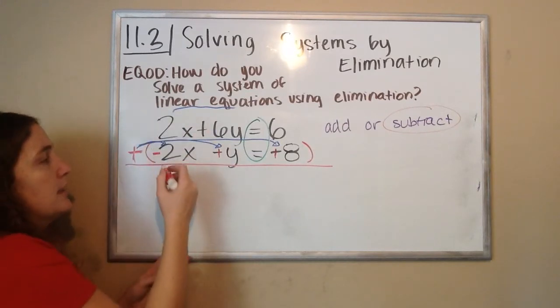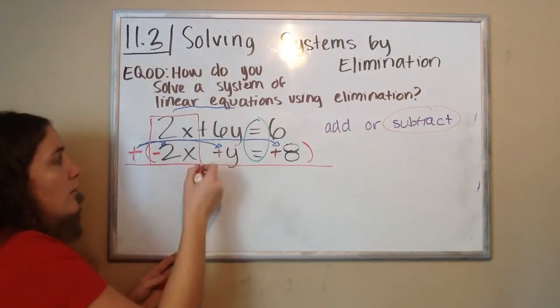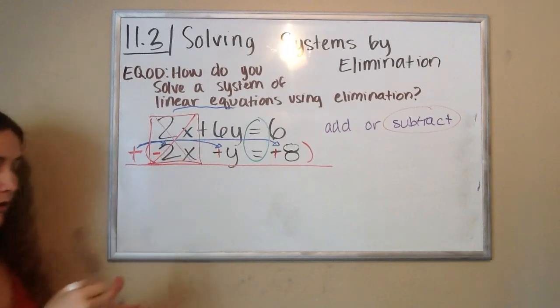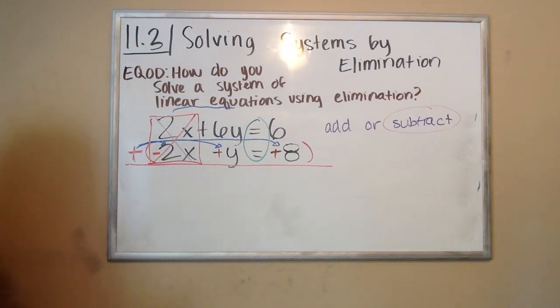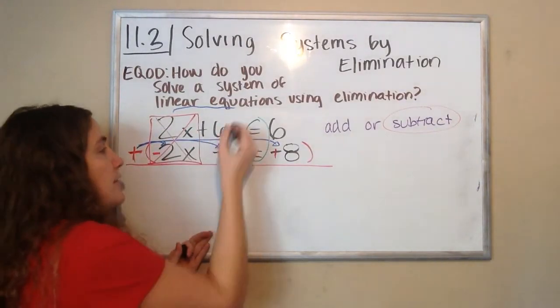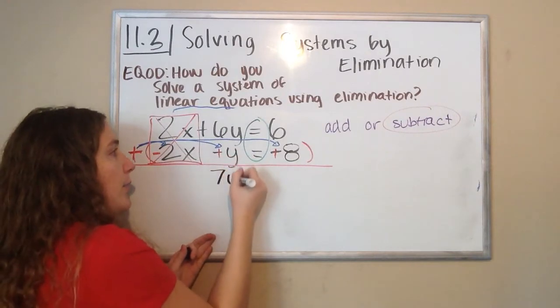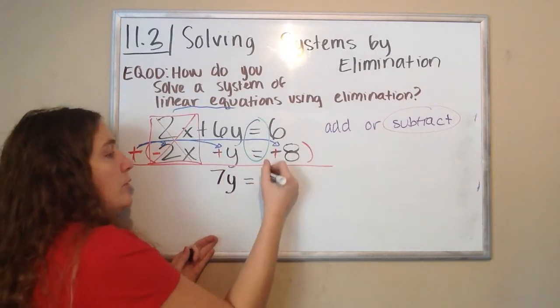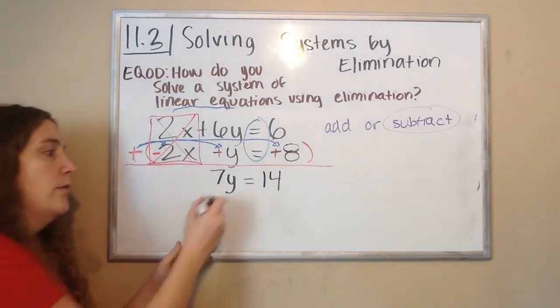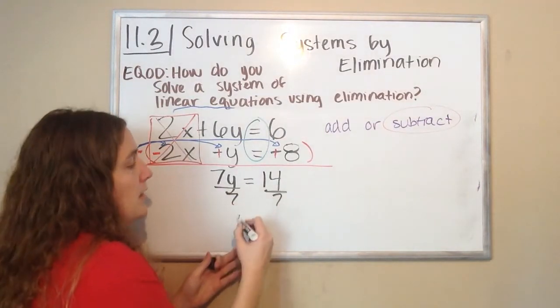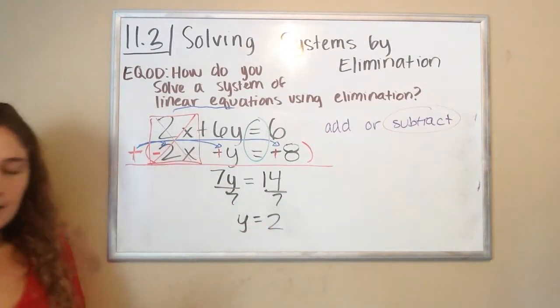Okay, 2x minus 2x. Those are our opposites. Those are what cancel. And then we get 6y plus 1y, we get 7y is equal to 14. We divide by 7, we get y is equal to 2. Yay, awesome, we got something.